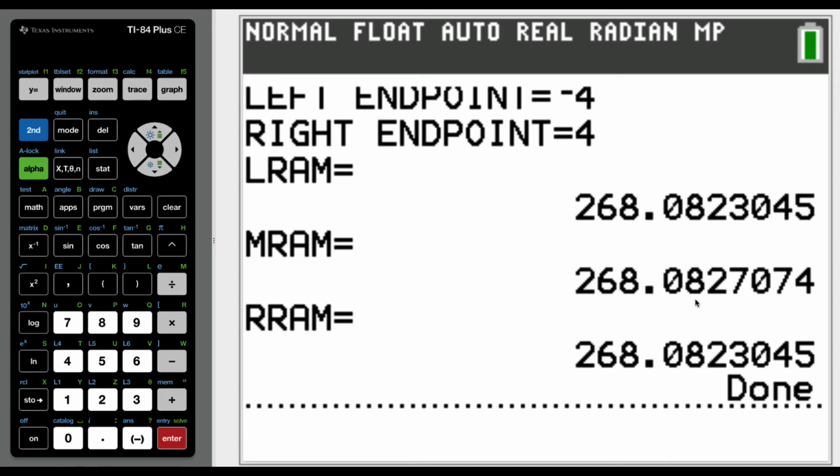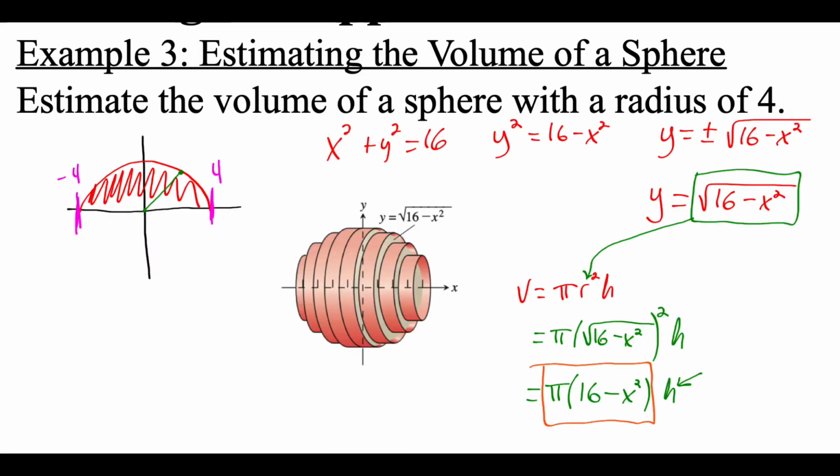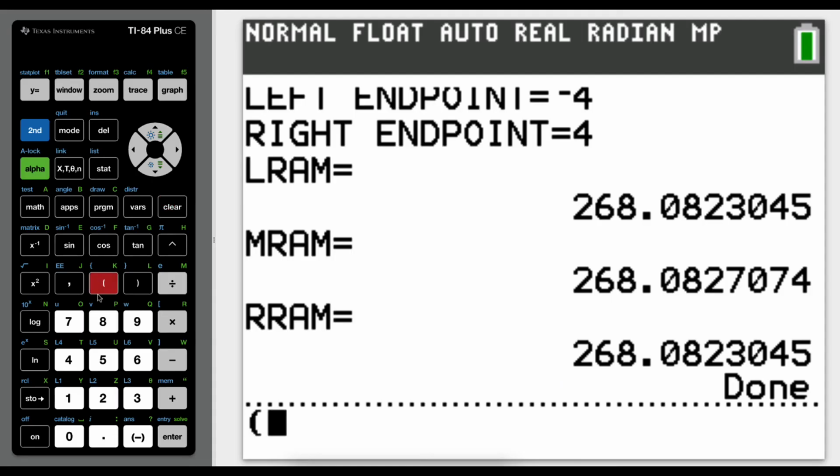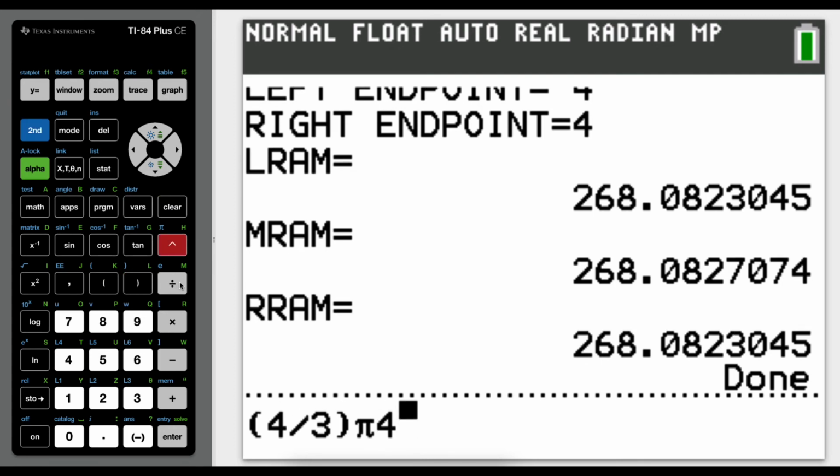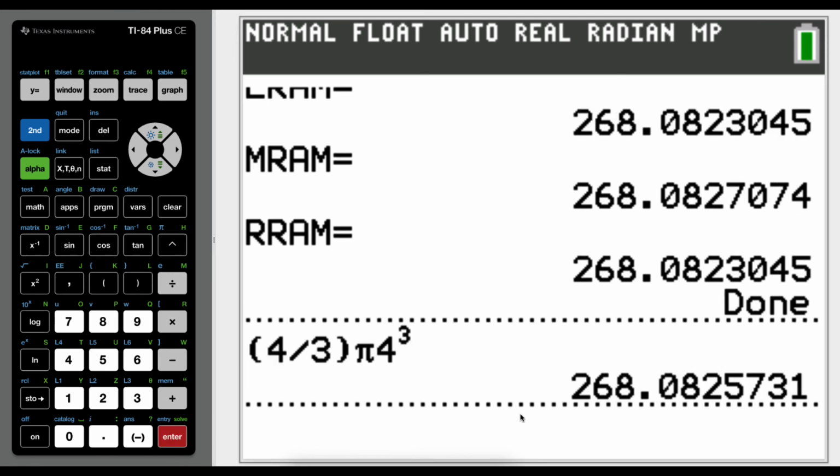Now, if I want to compare that to the true volume, the volume formula for a sphere is 4/3 pi r cubed. And because we're talking about a radius of 4, I would just plug that in for the r value in here. So I'll go back to my calculator. And if I type in 4/3 times pi times 4 raised to the third power, that's going to give me a volume of 268.08, which is about what we came up with from our middle rectangular approximation.